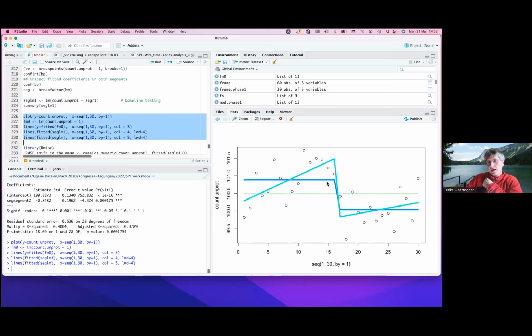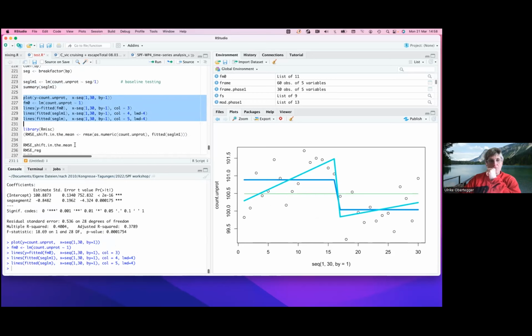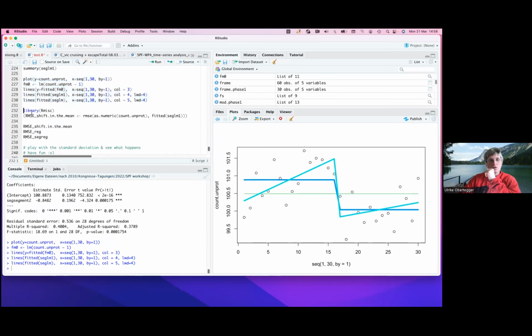The blue line is the shift in the mean. This cyan line, or clearer blue, is the segmented regression. No, it's the strucchange. So these are the differences in how the data can be seen. And with the root mean square error, we can compare all the three models.